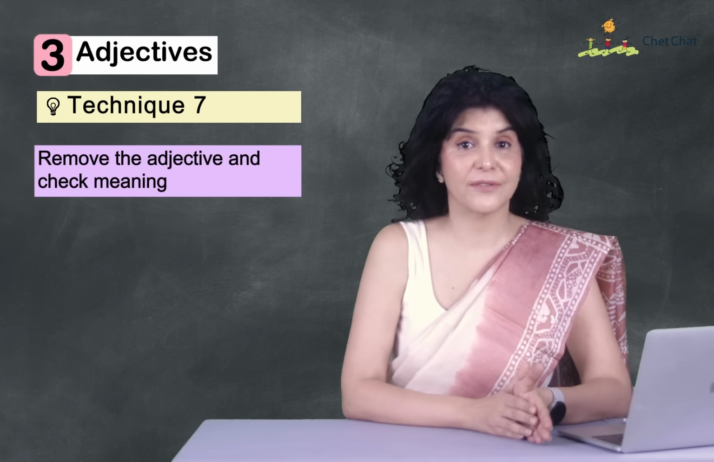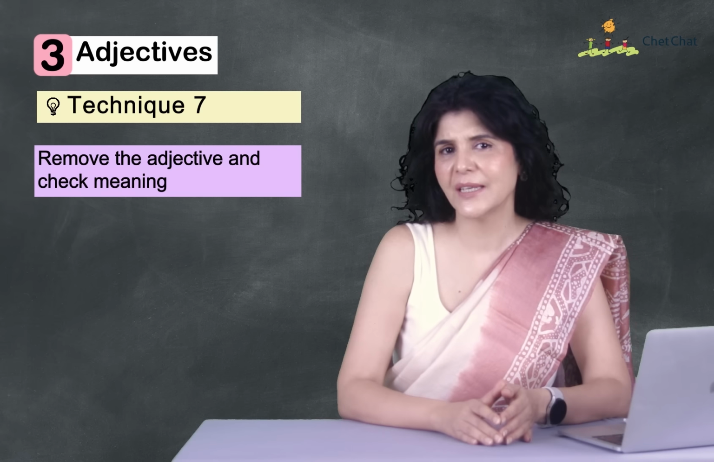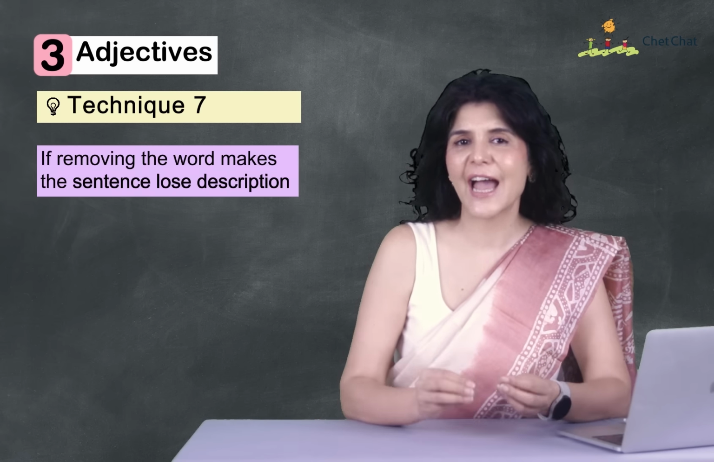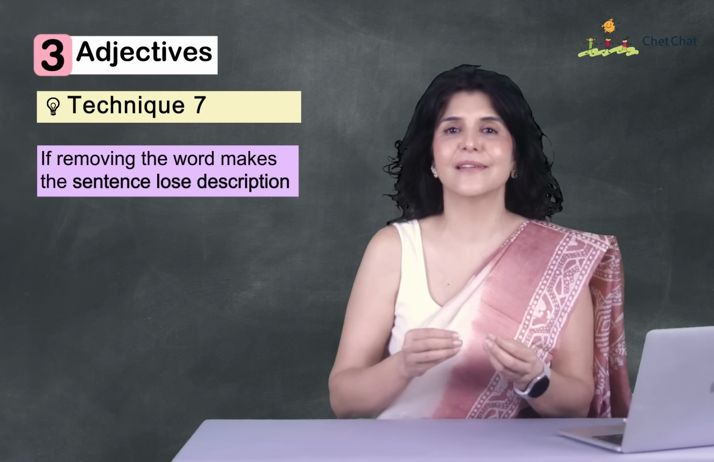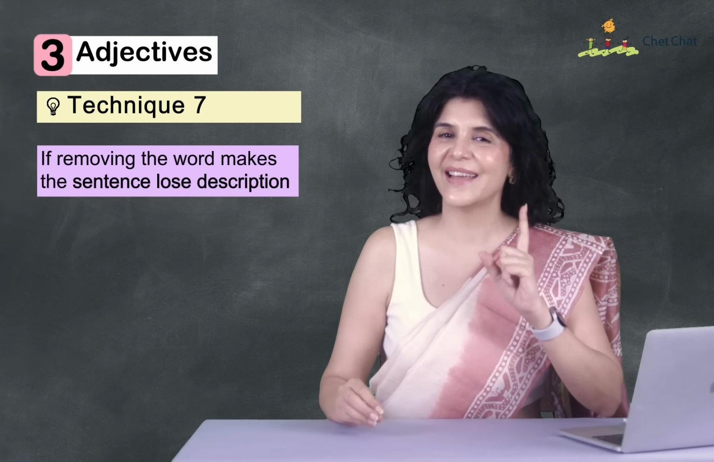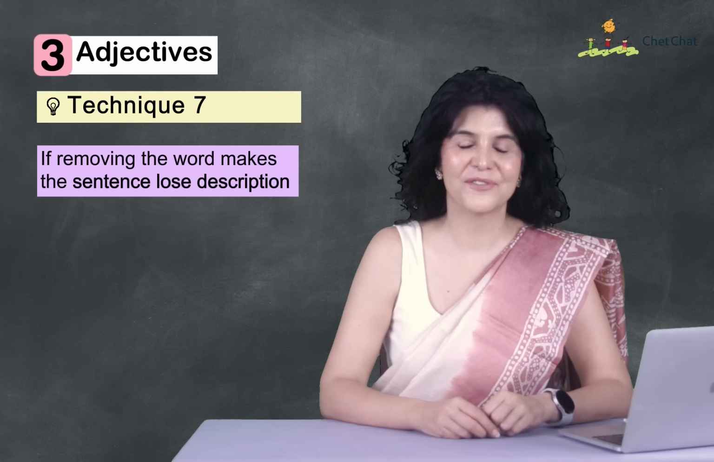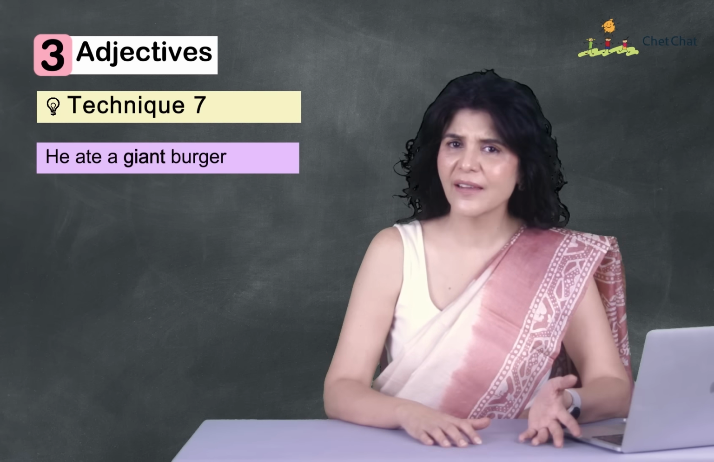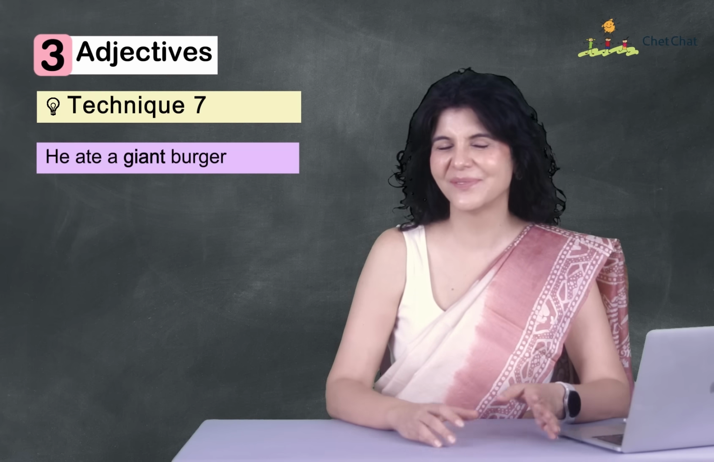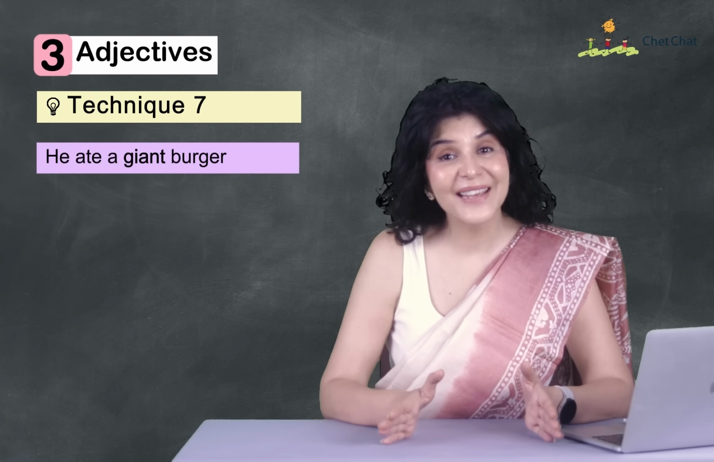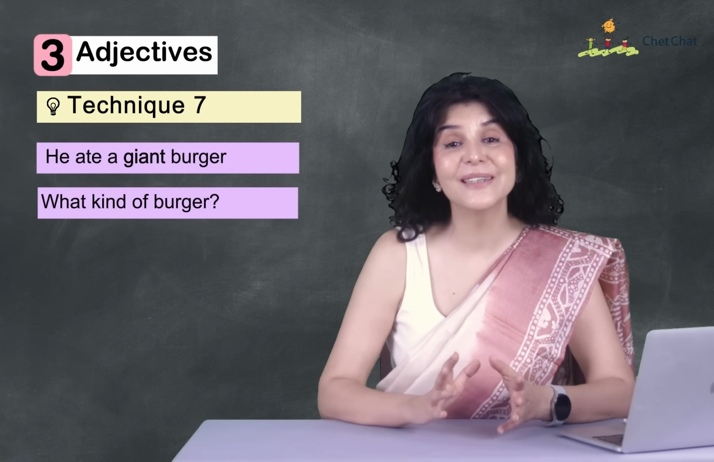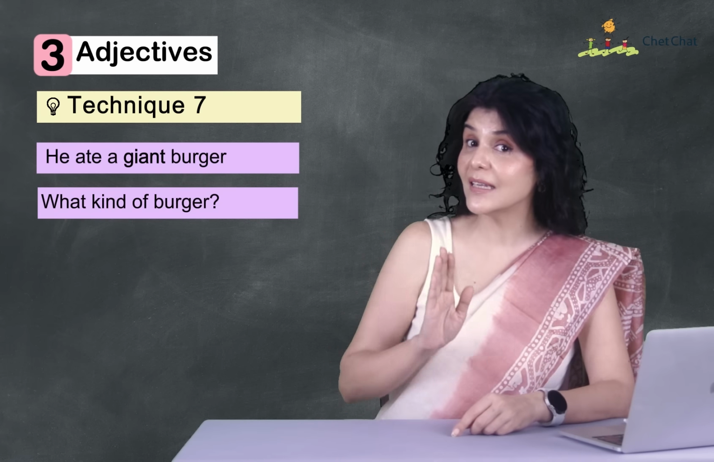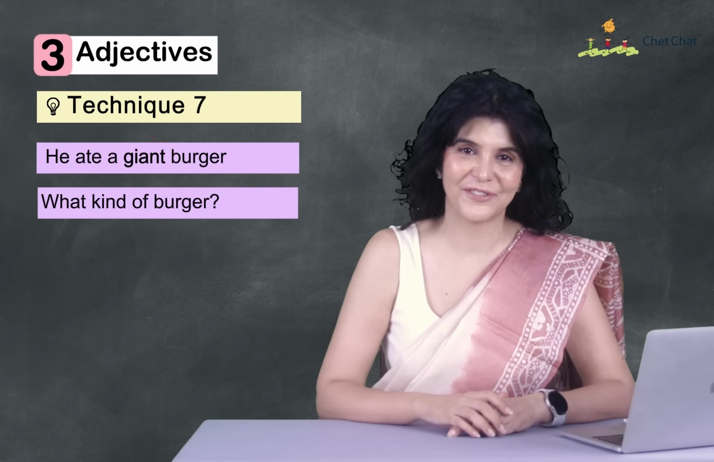Next, technique number 7. Remove the adjective and now check the meaning. If removing the adjective makes the sentence lose its description, then that word is likely an adjective. For example, he ate a giant burger. Without giant, it's just a burger. Meh. Once again, asking the question, what kind of burger, will help us confirm that indeed giant is the adjective.